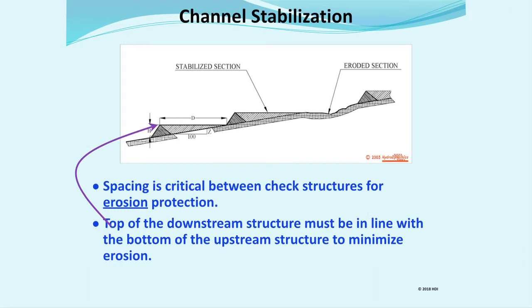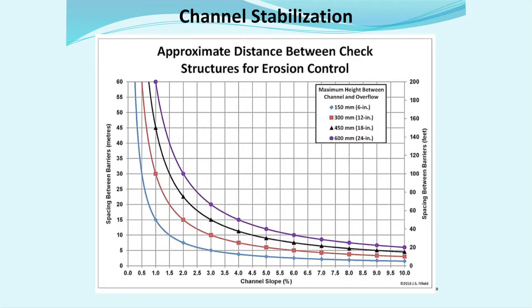You can do a quick check out in the field and make sure that the top of the lower structure is lower than the bottom point of the next one up. But in all honesty, it actually comes down to a design calculation. Every channel obviously is going to be a little bit different, and it's going to come into play with the channel slope itself.